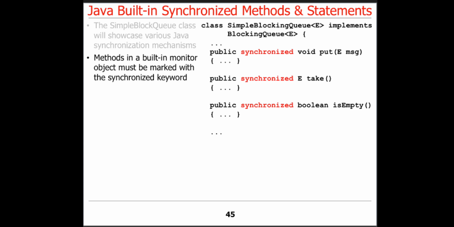If you want methods to be synchronized, the easiest way, although by no means the only way, and often not even the best way, is to put the word synchronized in the signature of the method itself. So this is what we could do here. We could have put, take, and isEmpty all be synchronized. And if you do that, then they're all serialized with each other. By the way, what happens if you have synchronized methods and non-synchronized methods in a monitor object? What's the consequence of that?